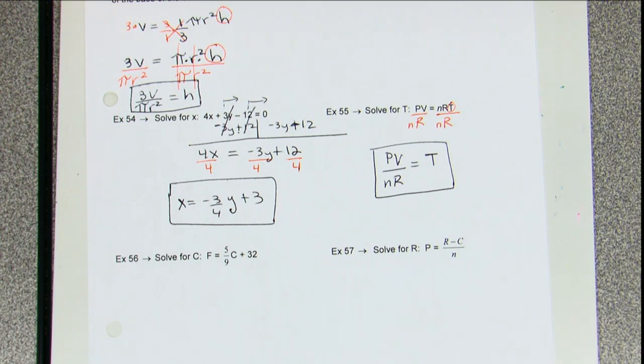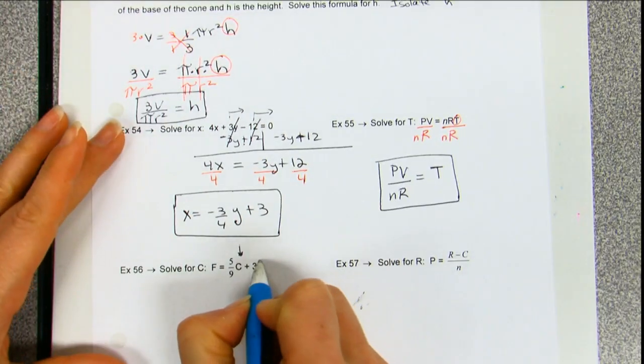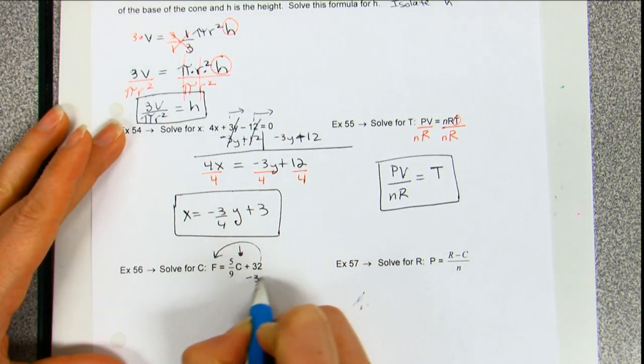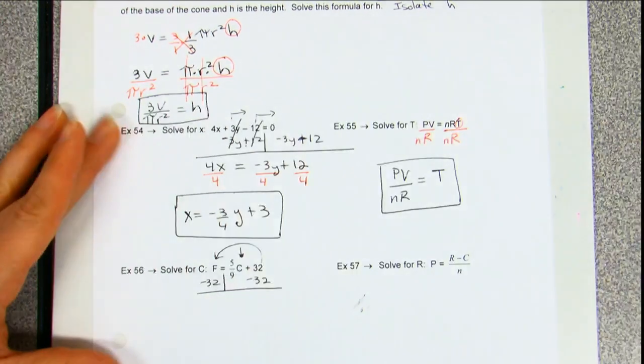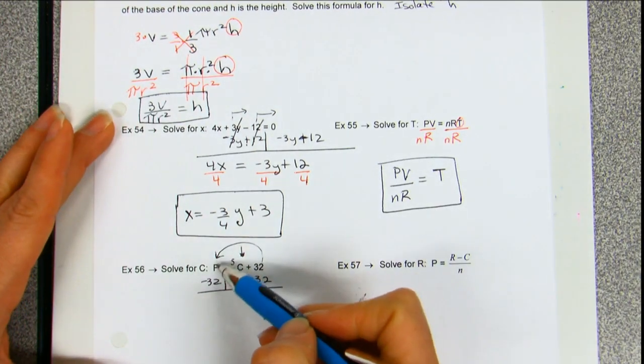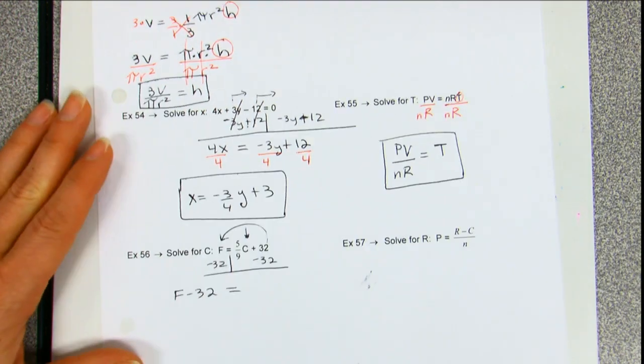56 says f equals 5 over 9c plus 32. Solve for c. So this is the term that has c. So what we want to do is move 32 to the other side. So that would be in the case where we need to add or subtract to move it. Since f and 32 are not like terms, we just write it as an expression over there.